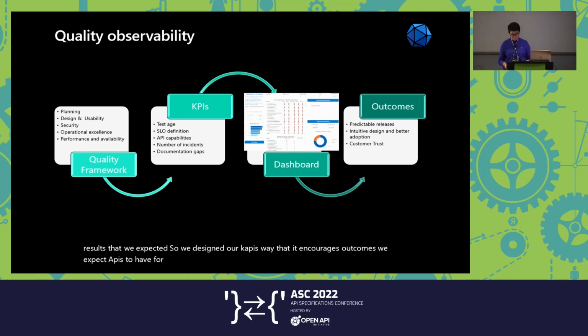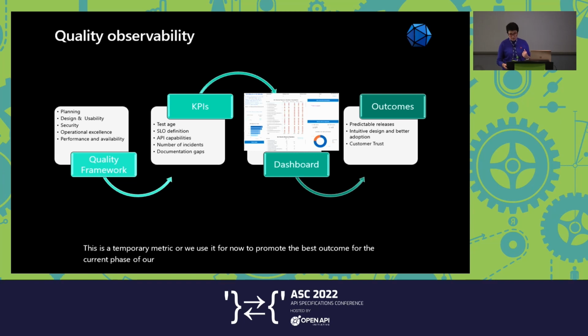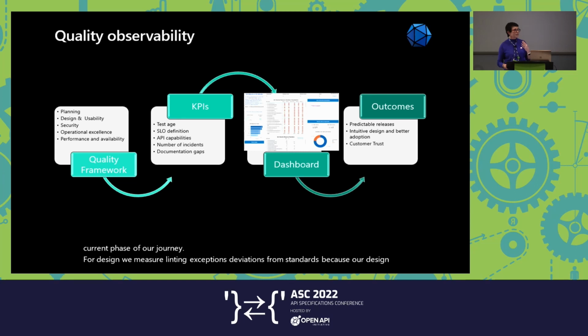For example, for planning quality, we want to have predictable releases, because our customers want to know when new features will be delivered. Therefore, we decided that we will measure how long an API stays in test and that it's not stale in test. This is a temporary metric. We use it for now to promote the best outcome for the current phase of our journey. For design, we measure linting exceptions, deviations from standards, because our design and linting exceptions are intended to make our APIs more user-friendly, and it's what we want to achieve.